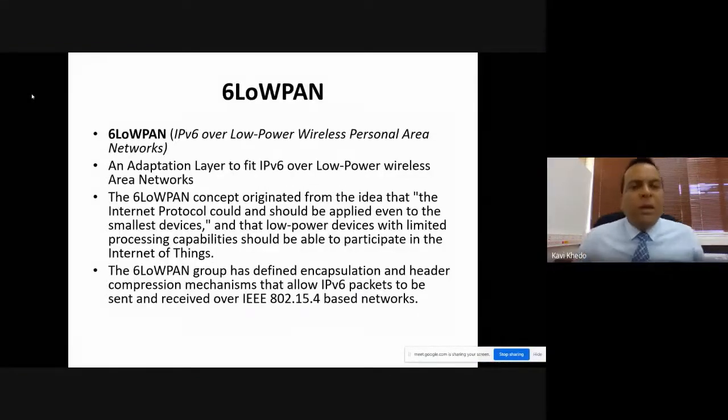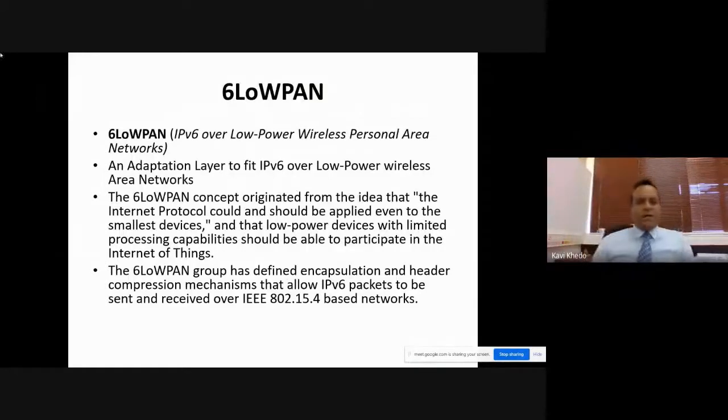What is the meaning of 6LoWPAN? It is IPv6 over Low-power Wireless Personal Area Network. So what is this low-power wireless personal area network? It is IEEE 802.15.4, and now I'm trying to implement IPv6 over this.